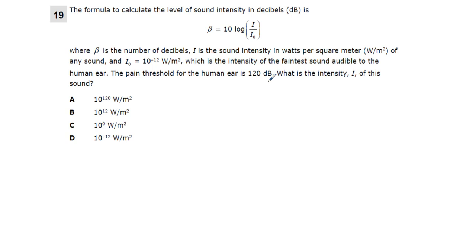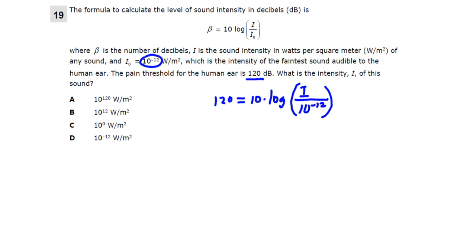19. The formula to calculate the level of sound intensity in decibels (dB) is given, and so we have the pain threshold for human ears, 120 decibels. What is the intensity I? So again, it's one of these things where we have a formula. We put 120 for our decibels is 10 times log of I over I sub 0, and that's 10 to the negative 12 power watts. And if we solve for I, we should be able to get our correct answer.